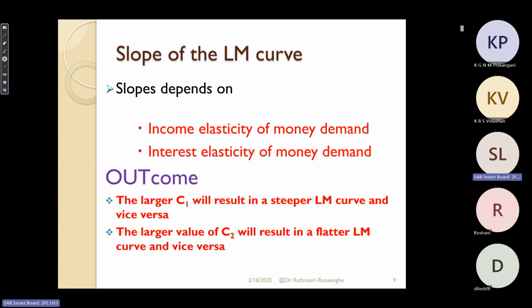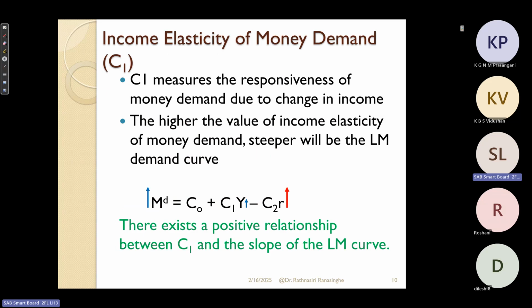And when it comes to C2, the interest elasticity of money demand, that also can be high or low. C2 high means there is a high sensitivity between the interest rate and the money demand, which explains the speculative motive. If C2 is high, we get a flatter LM curve, the opposite way. And if C2 is low, we get a steeper LM curve. So you need to think about that, and we are going to talk more on that.